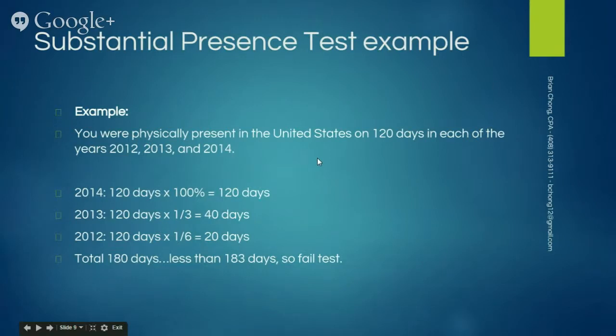Let's run through an example of how you calculate the substantial presence test. Let's say you have a client that was physically present in the United States for 120 days in each of the years, this year and in the past 2 years. So you can see my calculation. This is assuming that it's still 2014? Yeah, right, 2014. So they lived in the U.S. 120 days in 2014, 120 days in 2013, and 120 days in 2012. As you can see, you multiply it by some fractions, and you end up with a total of 180 days, which is less than 183 days, so they failed the presence test.